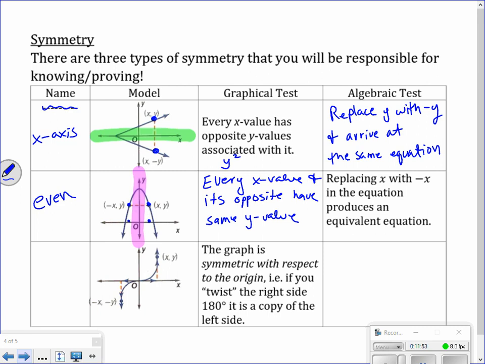Okay. So these two down here, this one and this one, these are the ones that we really look for and you need to know really well. The x-axis one above, I mean, that's something to notice, but you don't really use that later on much.